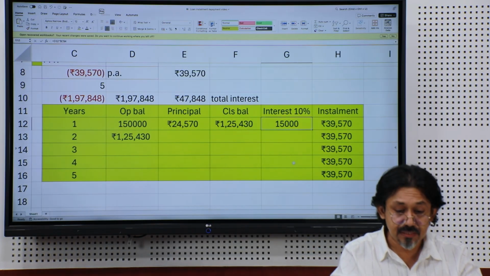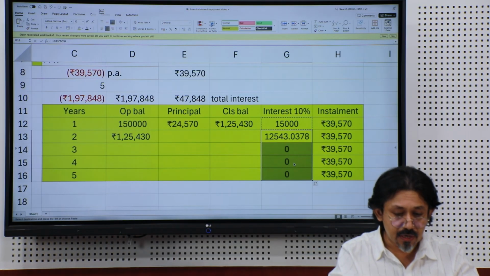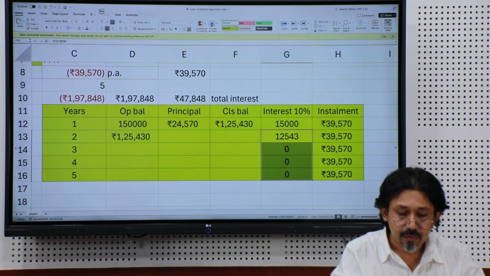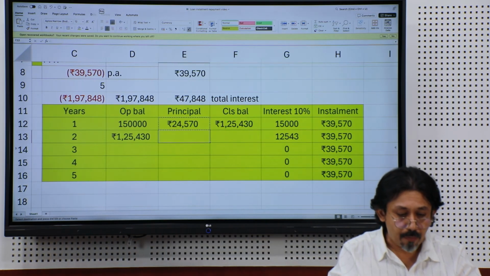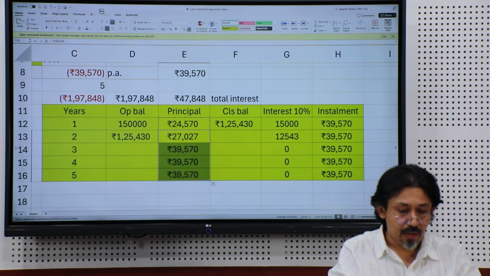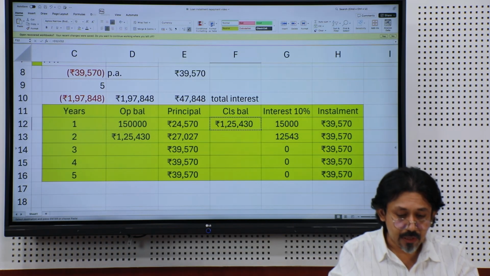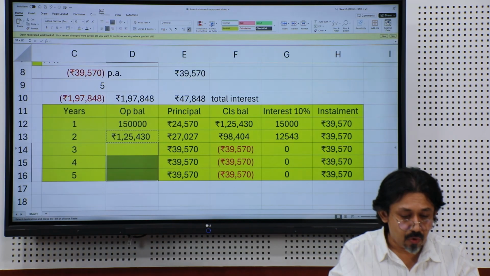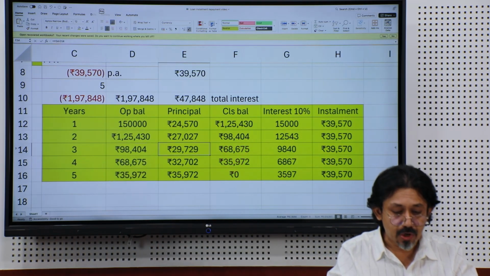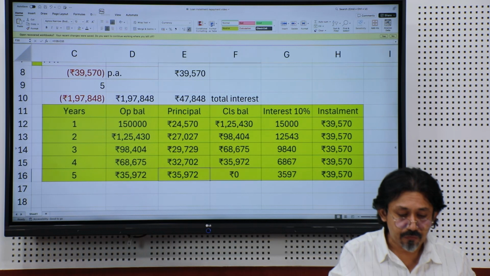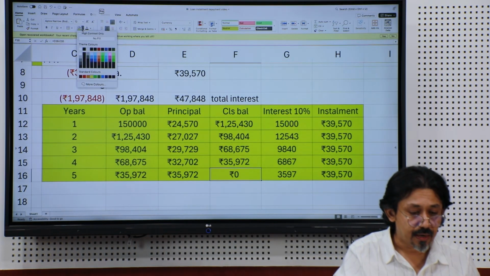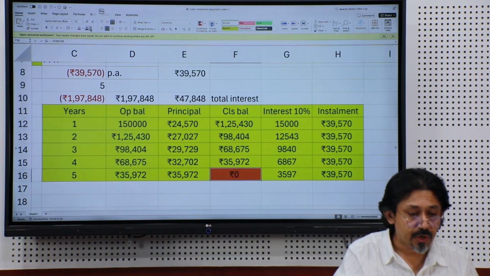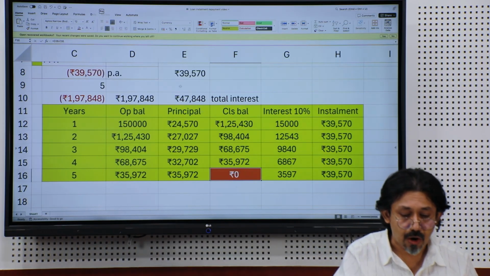I am going to copy paste this interest formula for the next 4 years, and yeah, that is how it looks. I am also going to copy paste my principal formula and the closing balance formula. I will also copy paste my opening balance formula, and what you notice is at the end of year 5, I'll just highlight that cell, at the end of year 5, what you have is your loan balance going down to 0.